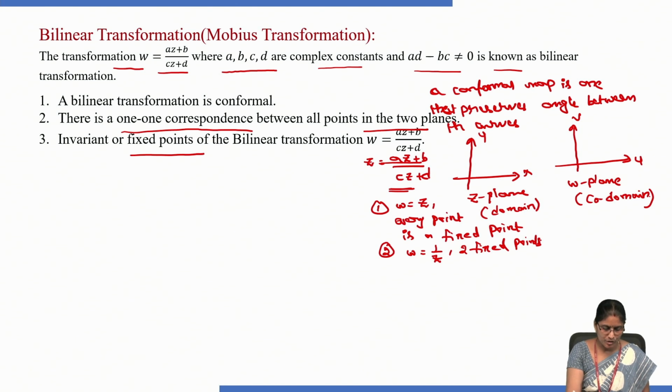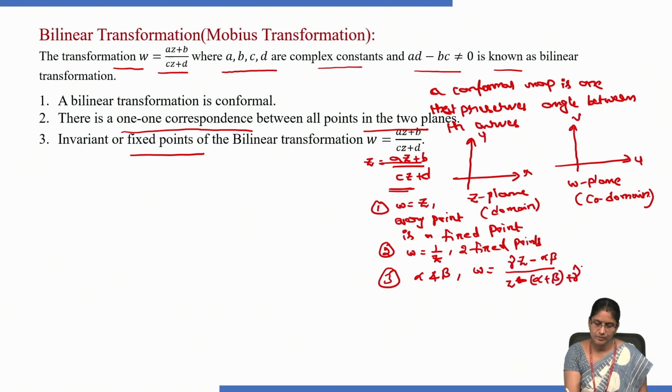A bilinear transformation whose fixed points are alpha and beta, then W is equal to gamma Z minus alpha beta by Z minus alpha plus beta plus gamma. So these 3 points that we have to remember are important points under fixed points.